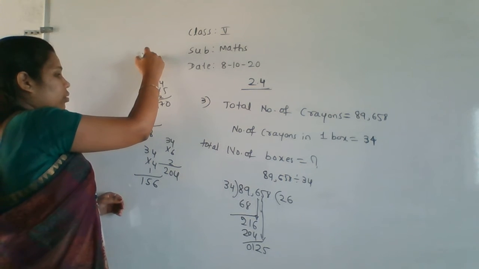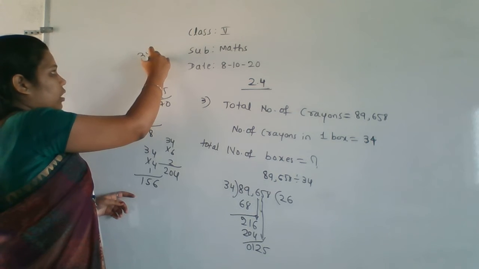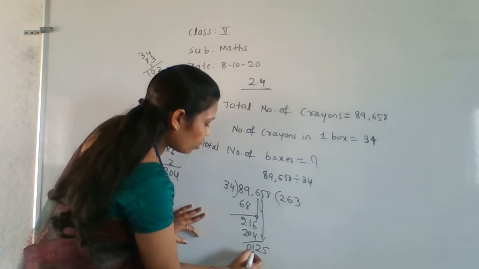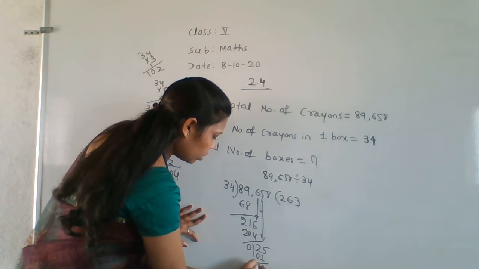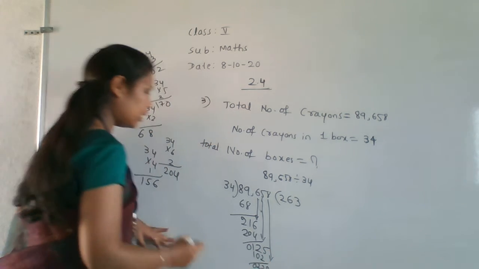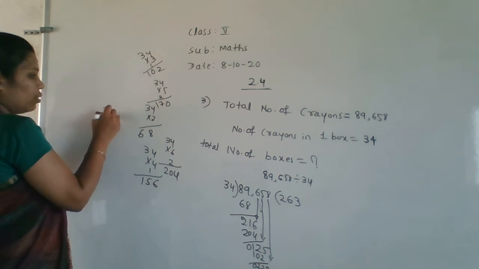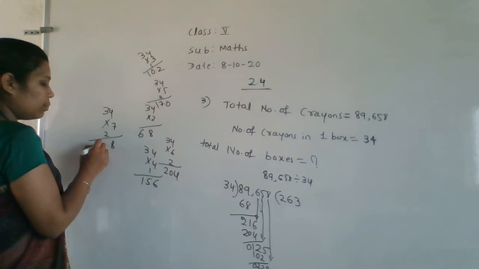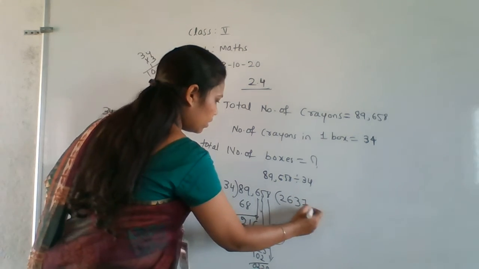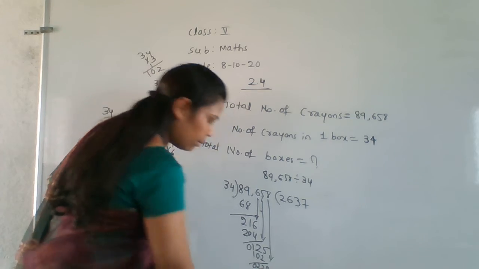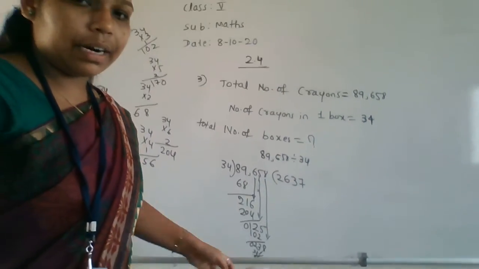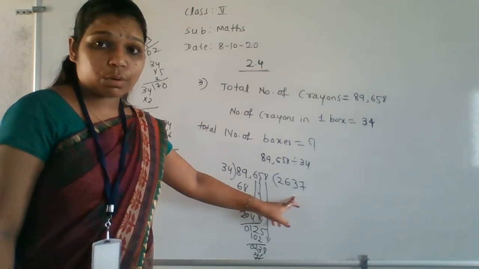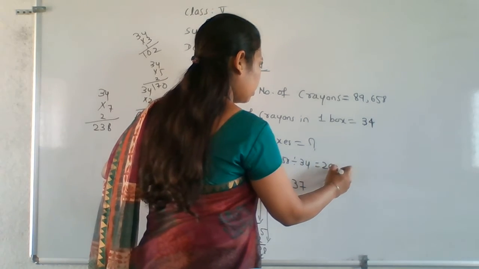Okay, 34 3s: 3 4s are 12, 3 3s are 9 plus 1, 10 it is. 34 3s are 102, 3 2 0. Take the last value 8, 238. That means 34 7s: 7 4s are 28, 7 3s are 21 plus 2. 34 7s are 238. Okay, remainder is 0, we got 0. Remainder is 0. So left with how much here? 2637 is the quotient.